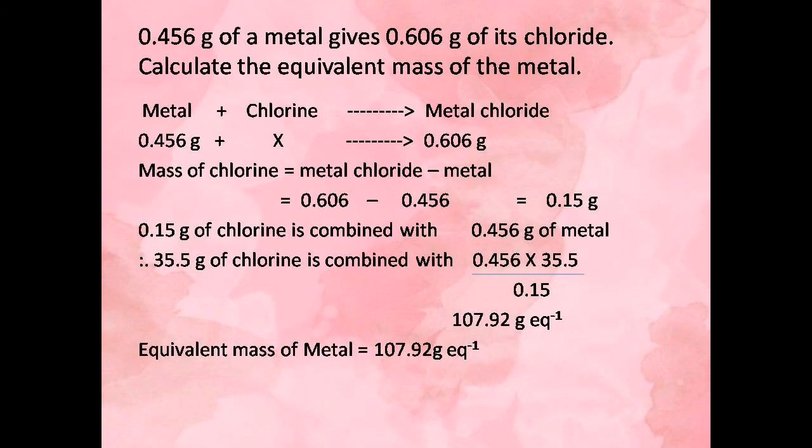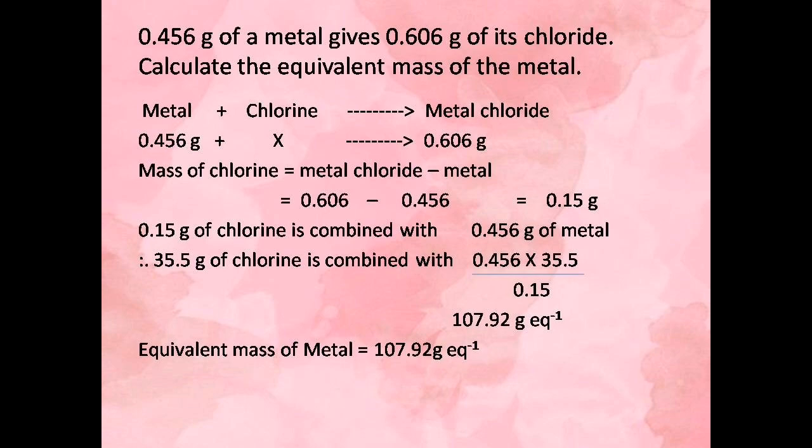One evaluation: 0.456 gram of metal gives 0.606 gram of its chloride. Calculate the equivalent mass of the metal. First of all, metal plus chlorine gives metal chloride. What is the metal weight? 0.456 gram is the metal weight. We don't know the weight of chlorine. Then the metal chloride weight is given as 0.606 gram.